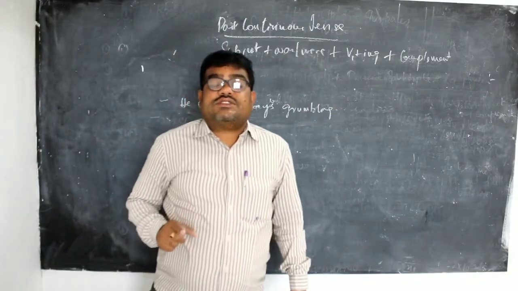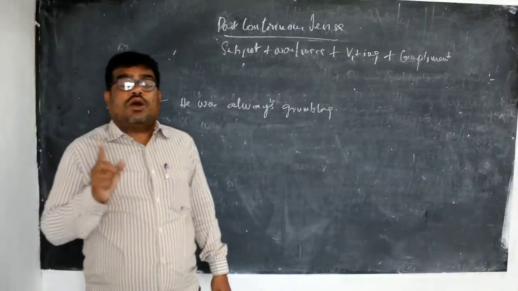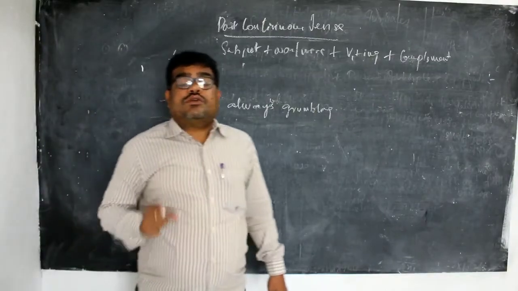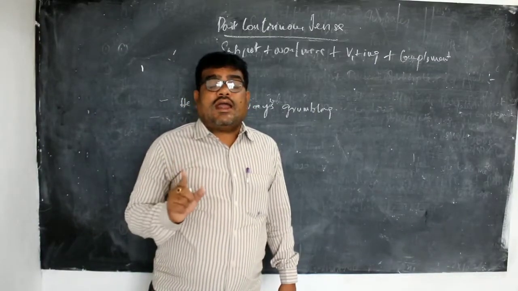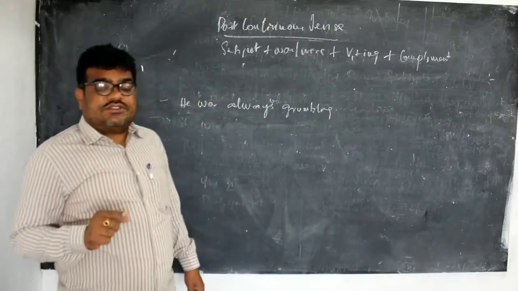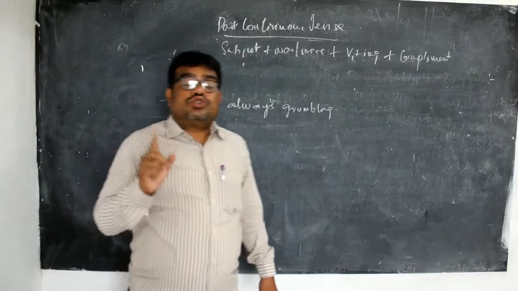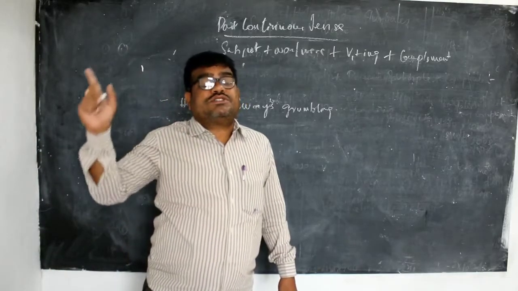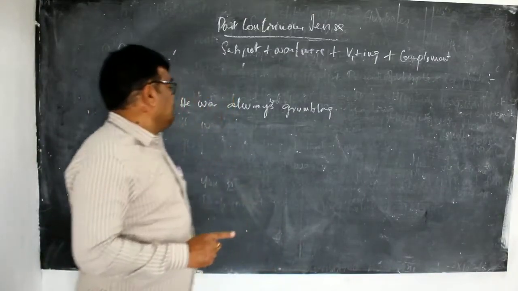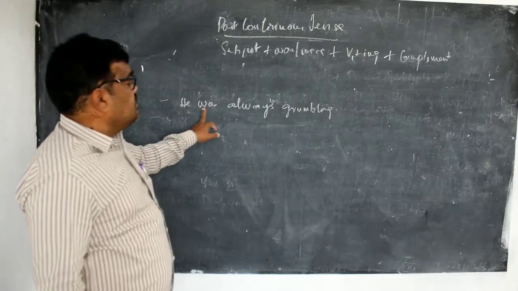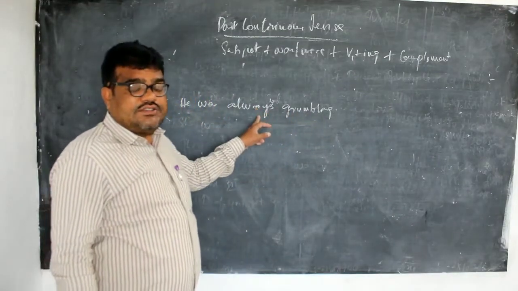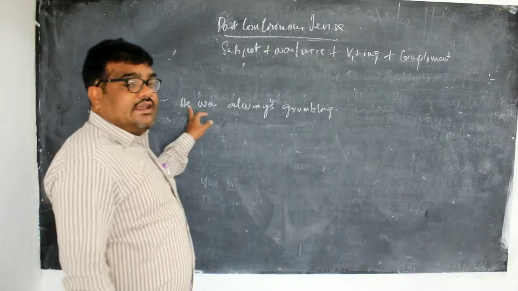The past continuous tense is also used to talk about past persistent habits. We can use words like always and continually. I repeat once again, the past continuous tense is used to talk about past persistent habits, and we can use words like always and continually. See this example, he was always grumbling in the past. Now presently he doesn't.